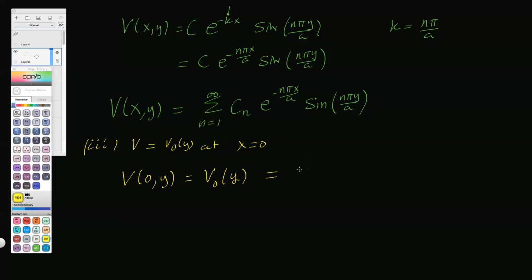And then this must be equal to the sum from n equals 1 to infinity of c_n, but x is 0, so the e becomes 1, and you just get sine of n pi y over a. It turns out that you can always find appropriate c_n such that this will be true. So if v0 of y is like y squared plus 2, you can find appropriate c_n so that the sum over all those sine functions gives you the function y squared plus 2.